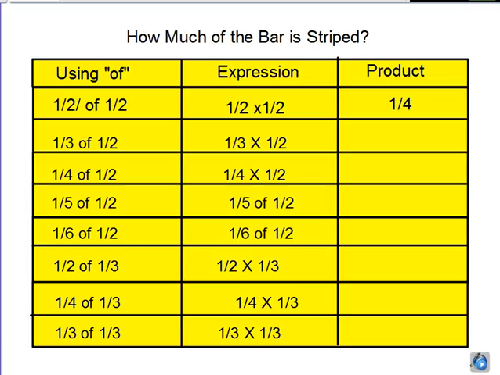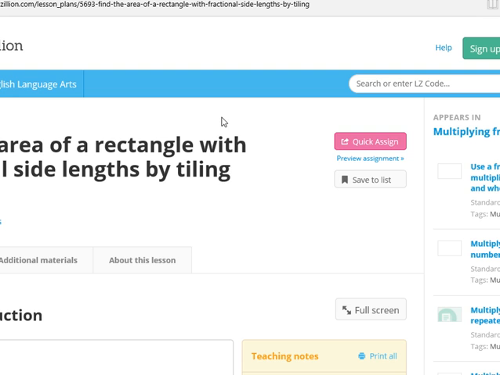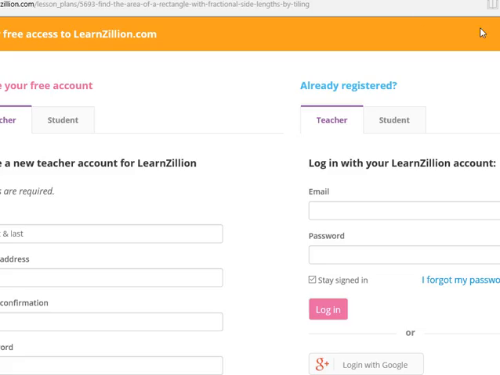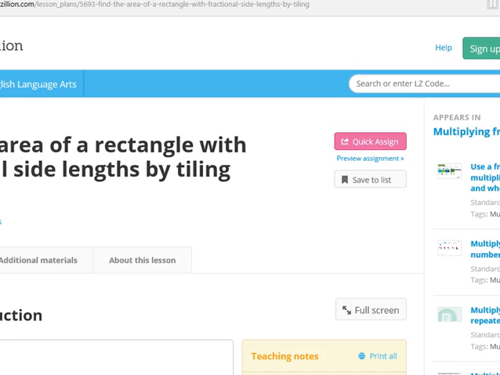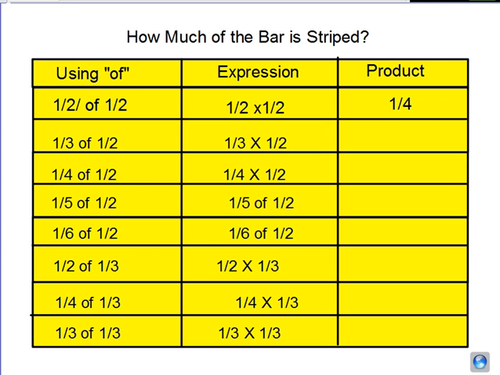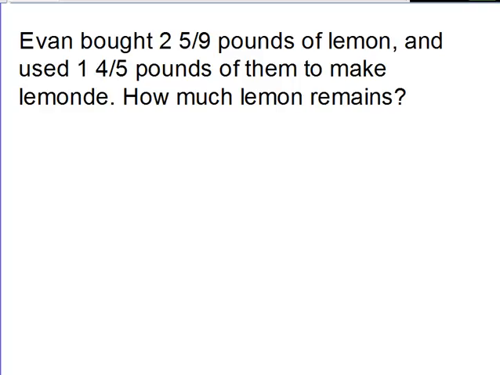If you're not really sure, please go to the website below, which is this one, Learn Zillion. It is really good review for us to get it. So please go to that, then finish this. Then we have a couple story problems to do.